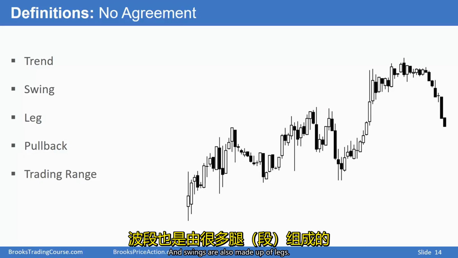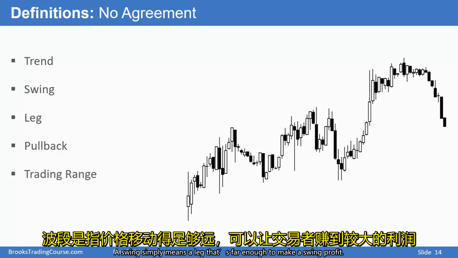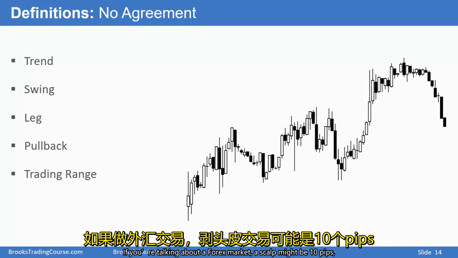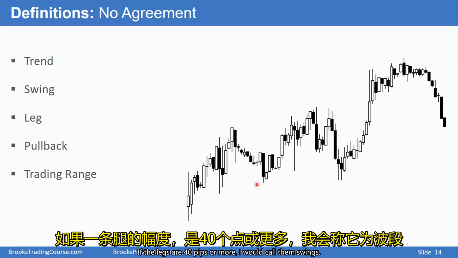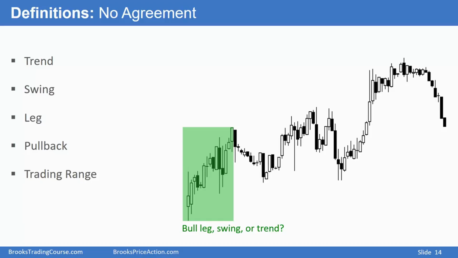And swings are also made up of legs. So we got a bull swing, a bear swing. A swing simply means a leg that's far enough to make a swing profit. Swing profit usually is about 4 times the size of a scalp. If you're talking about a Forex market, a scalp might be 10 pips, so a swing would be 40 pips or more. If the legs are 40 pips or more, I would call them swings. If they're less than 40 pips, I would call them legs.